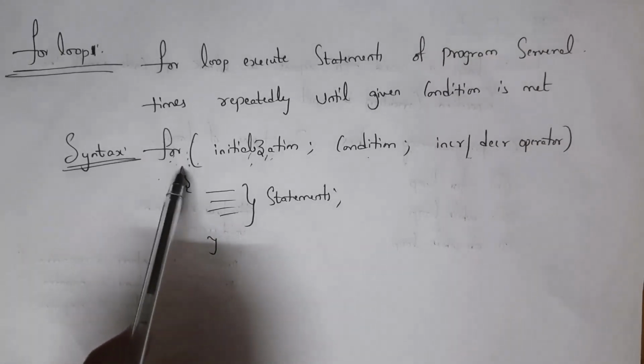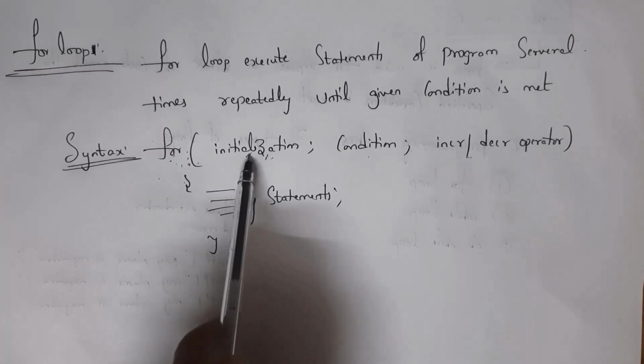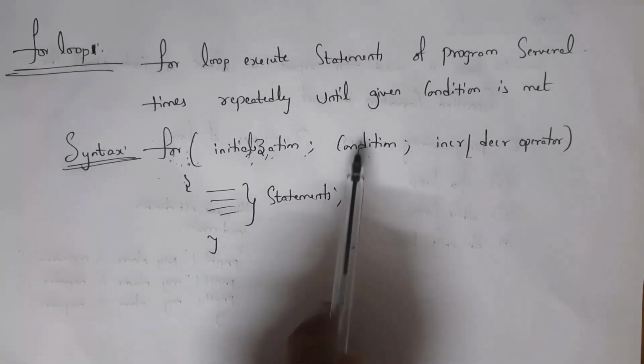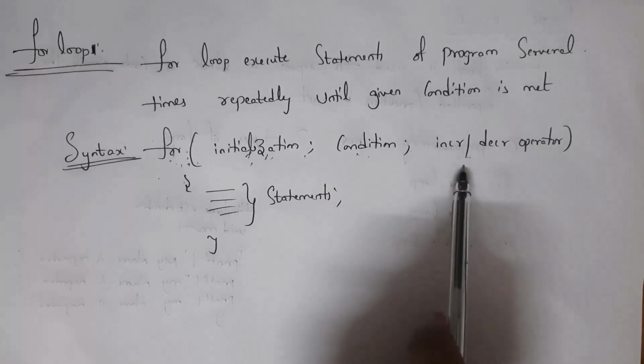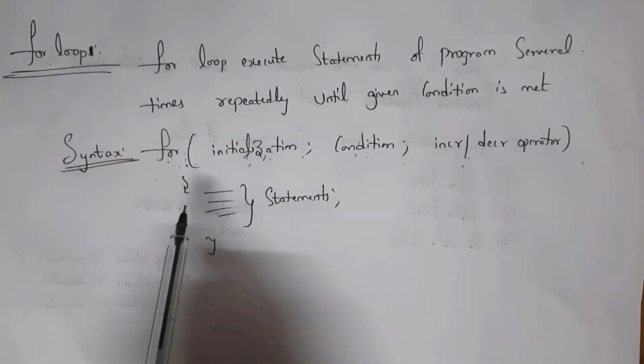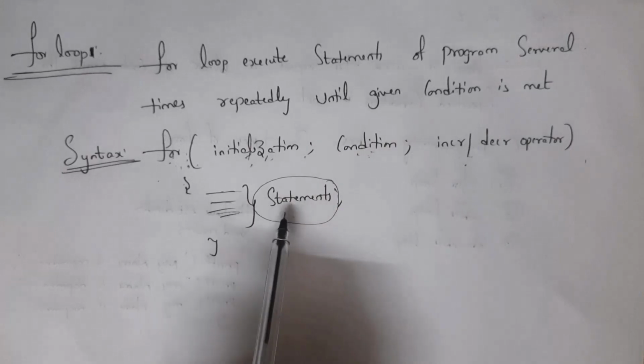First you need to write for, open bracket, and here you need to write initialization. Initialization is nothing but initializing a value to a variable, like int a = 10; and here you need to give the condition; at last you need to give an increment or decrement operator, close bracket. Inside this for loop you can give multiple statements. So until this condition is satisfied, the statements will be printed.